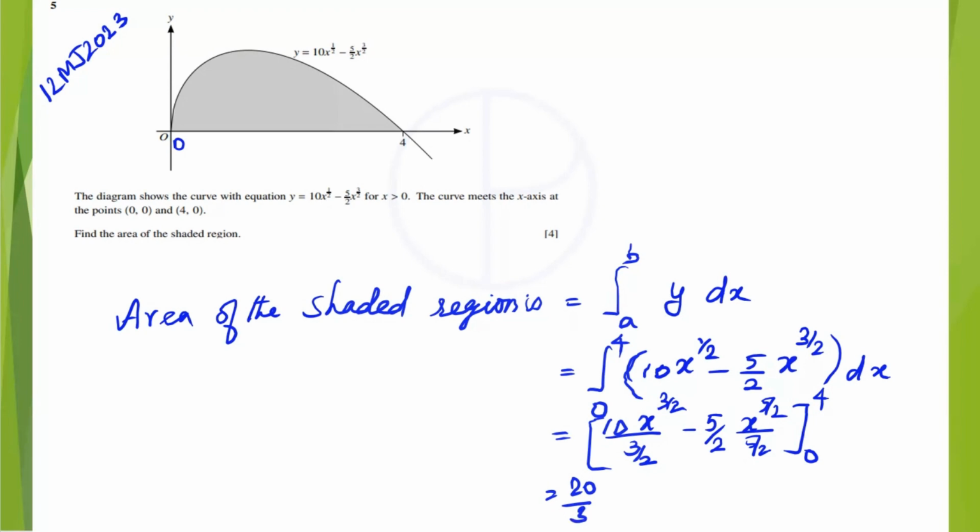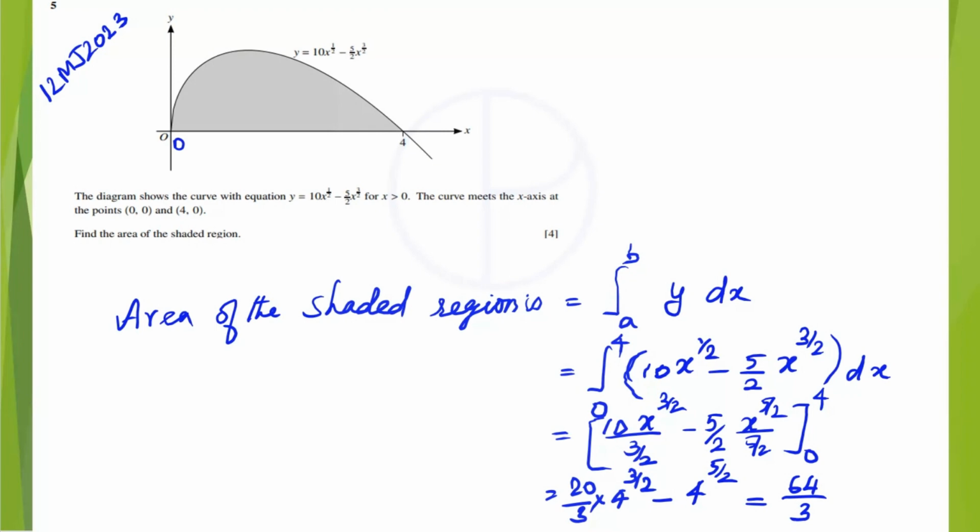Let's substitute the upper limit. 4 power 3 over 2 minus 5 over 2 and 5 over 2 gets cancelled. So 4 power 5 over 2. Okay. On simplification, this expression gives 64 divided by 3. This is the area of this shaded region.